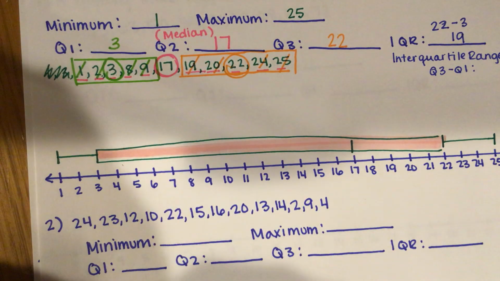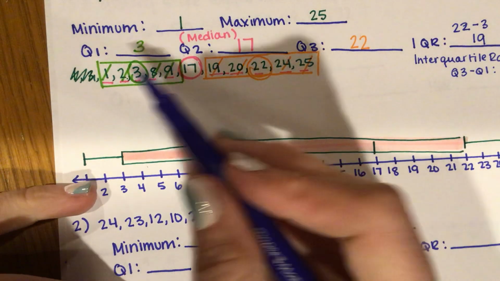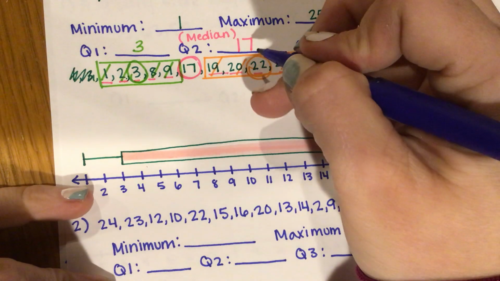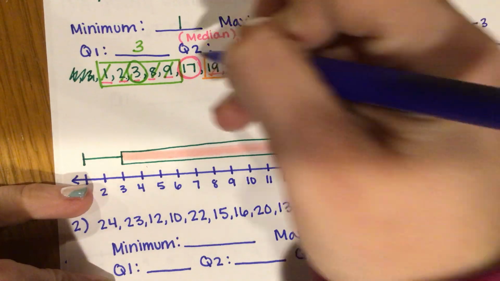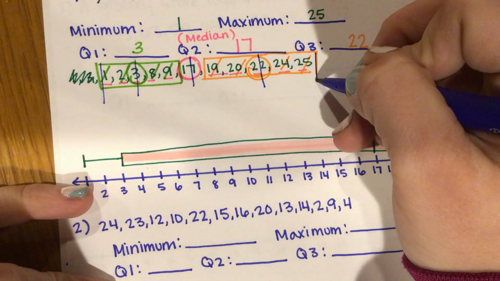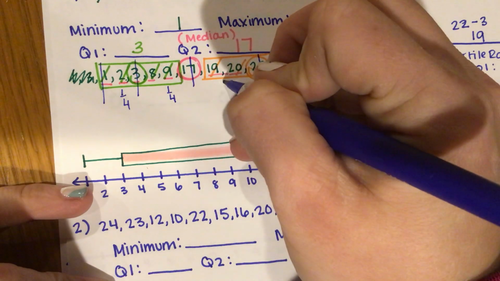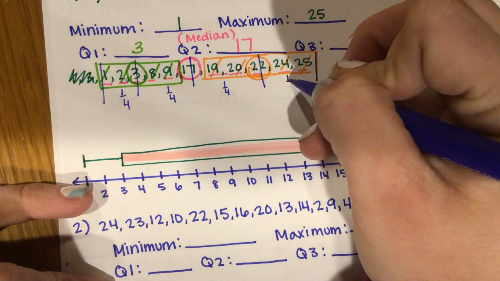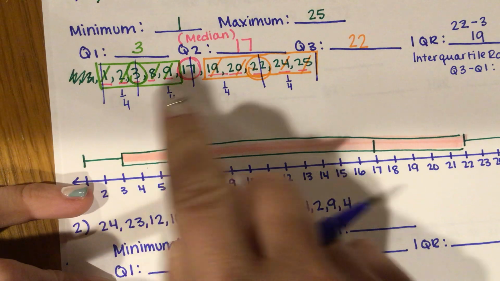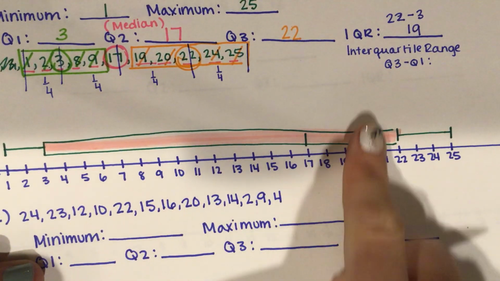Okay, now remember, essentially what we did is we took this data here, and if you see where the circles are, it's like we split our data into 4 equal pieces. So I have 1/4 here, 1/4 here, 1/4 here, and 1/4 here. That's how it's split up visually down here.